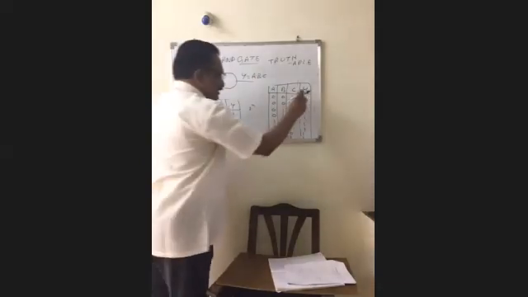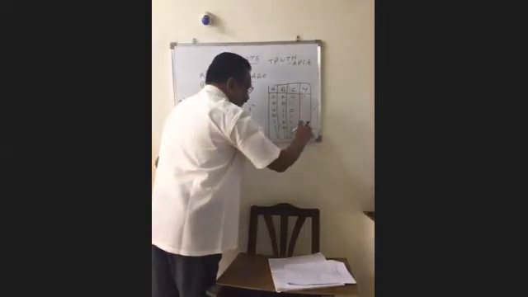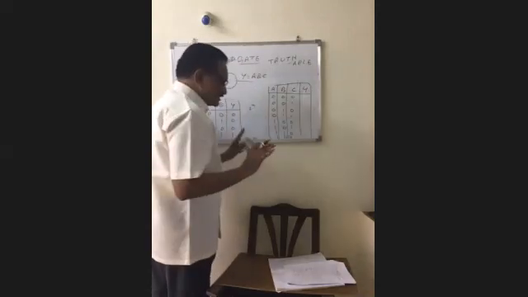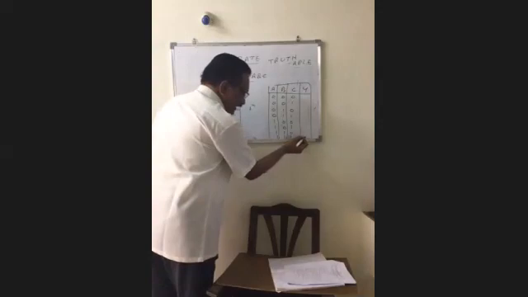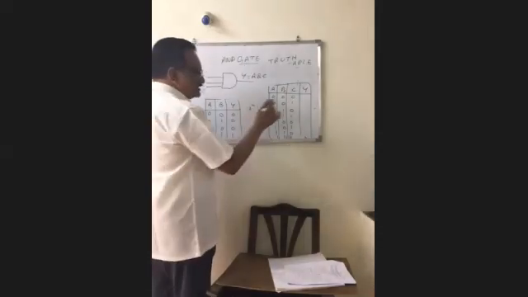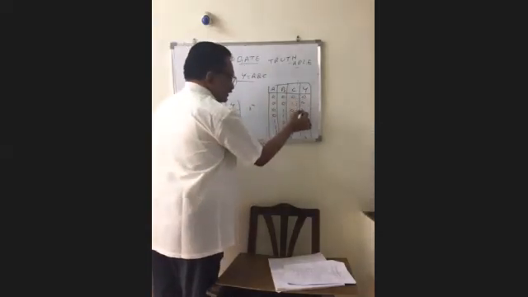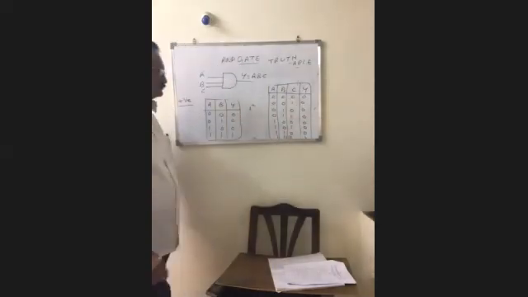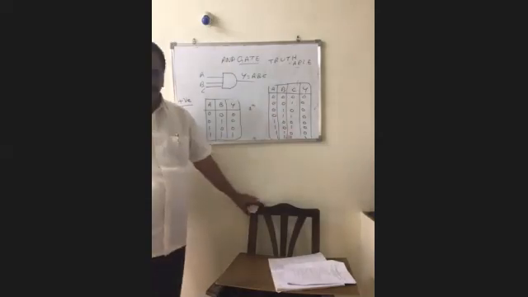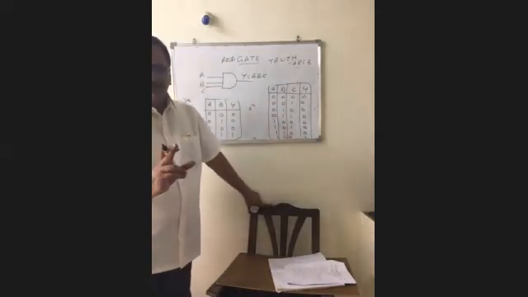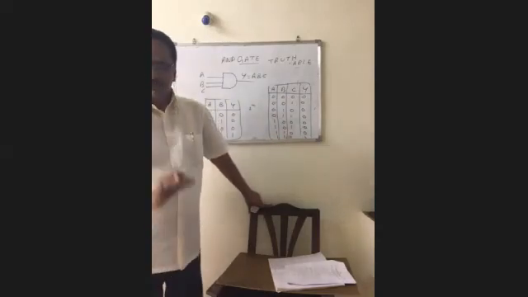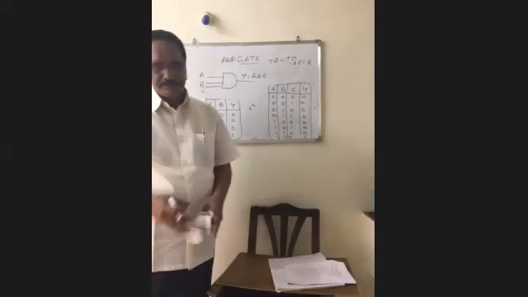So what is the truth table? It produces high output only when all the inputs are high. In all other cases, it produces low output. So an AND gate produces high output only when all the inputs are high. In all other cases, it produces a low output. Okay.